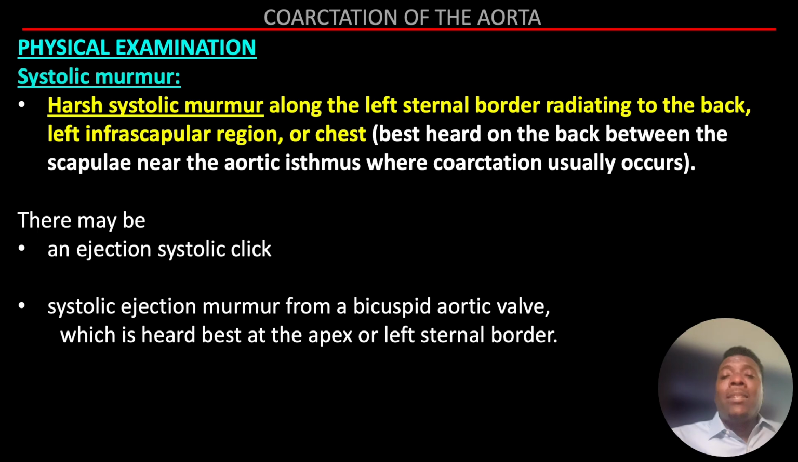Now, additional findings may depend on what other cardiac defects are also associated with coarctation of the aorta. If there's mitral valve issues, they may have an ejection click during systole. If it has a bicuspid valve, they may have a systolic ejection murmur of that as well.